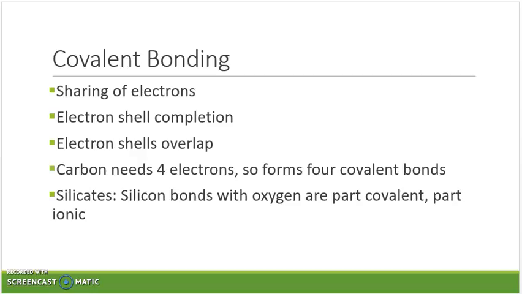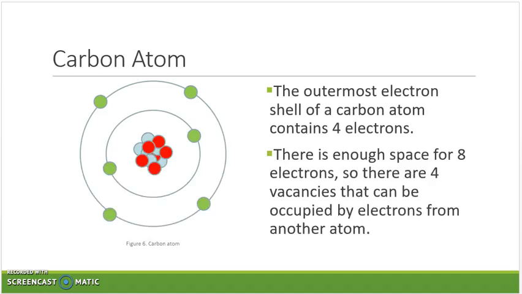Note that diamond is the hardest known substance. This is a consequence of its very strong covalent bonds. This figure shows a simplified carbon atom. The outermost electron shell contains 4 electrons and has 4 vacancies. There are, therefore, 4 vacancies that can be occupied by electrons from another atom.